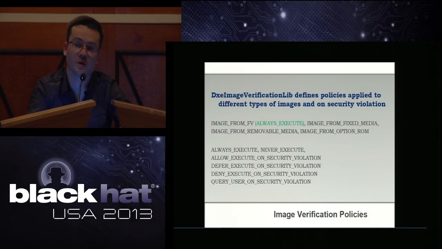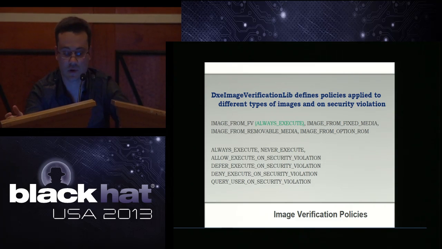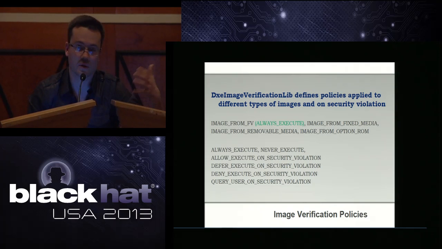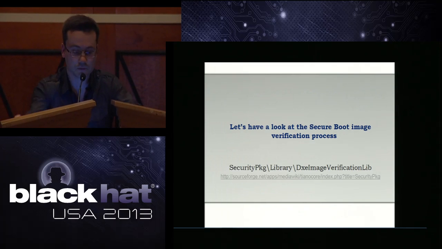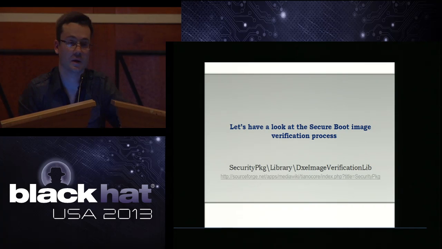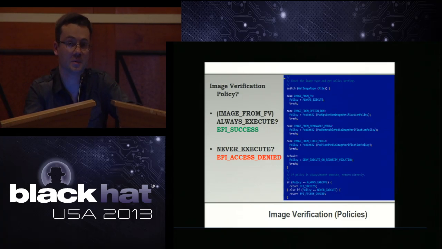So for example, if you load it from the embedded firmware volume, then the signatures are never checked. If you're loading from removable media or fixed media, then the corresponding policy is applied. Also, there are policies for what to do on a signature or security violation. For example, you can ask the user what to do with that image if the signature or the hash didn't pass validation, or you can deny execution. So let's have a look at the actual process of validating the images.